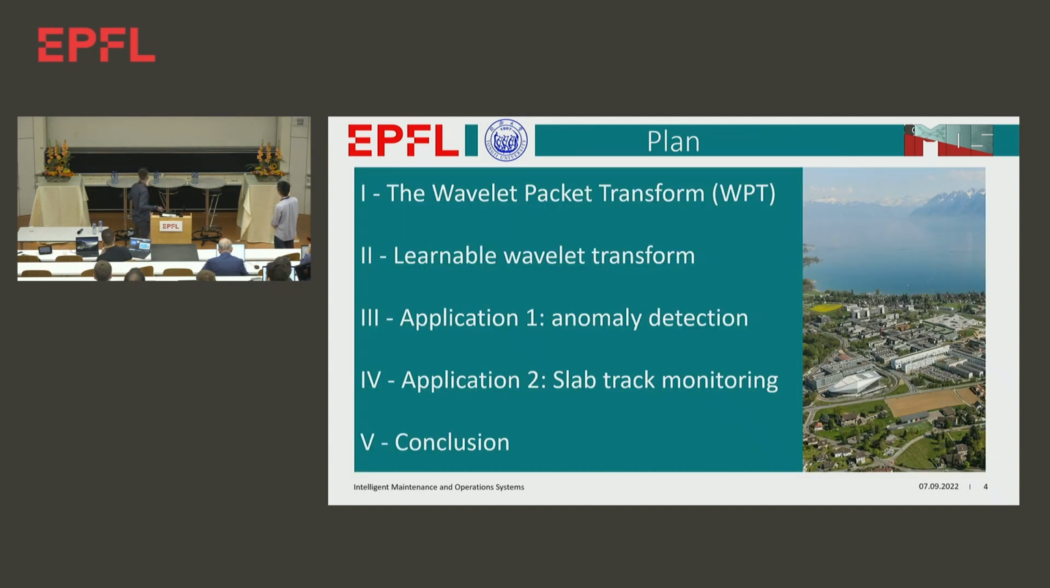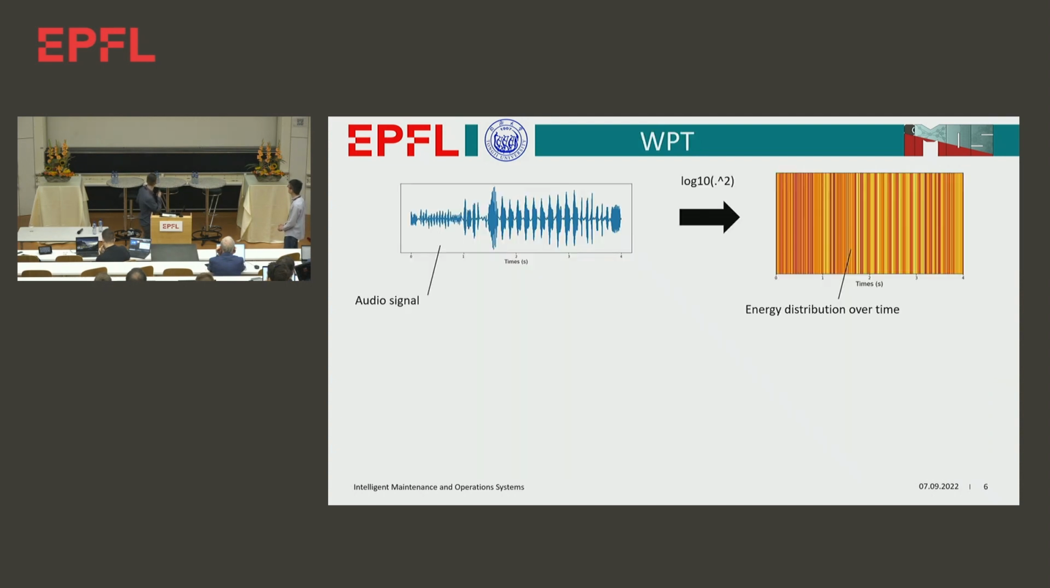So first, I will present the signal processing background behind the method, which is the wavelet packet transform, and then the methodology, so the Learnable wavelet packet transform. Then two applications will be presented. One, a basic one for anomaly detection, and then Baorui will present the slab track condition monitoring for classification. So let's go for the signal processing part.